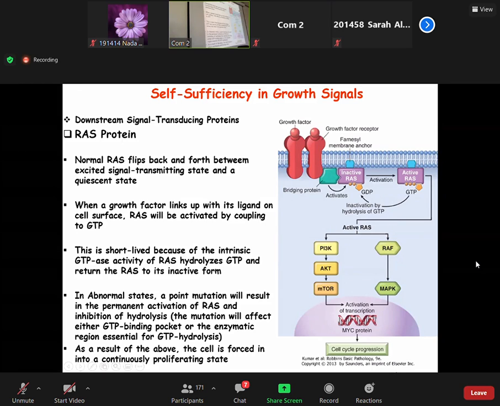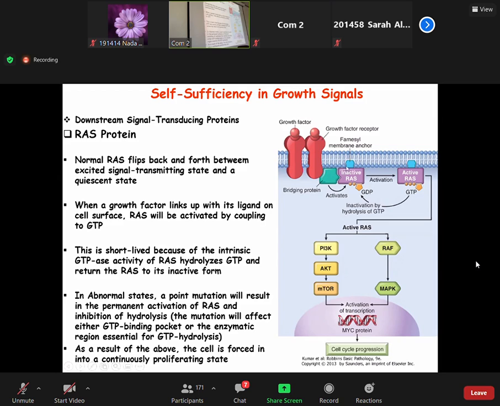And when the RAS is activated transiently, it is going to be sending signals through two molecular pathways, the RAF-MAPK pathway and the PI3K pathway. Both of these pathways are going to converge on the nucleus and put the nucleus in a transcription overdrive, okay? But it is going to happen very transiently.